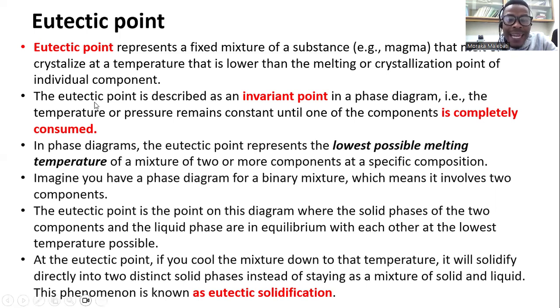And then in a phase diagram, the eutectic point represents the lowest possible melting temperature of a mixture of two or more components at a specific composition. If you were to imagine a phase diagram for a binary mixture, which means it involves two components, the eutectic point is the point on this diagram where the solid phases of the two components and the liquid phase are in equilibrium with each other at the lowest temperature possible. So it means that both the melt and the solid are in equilibrium at that lowest possible temperature.